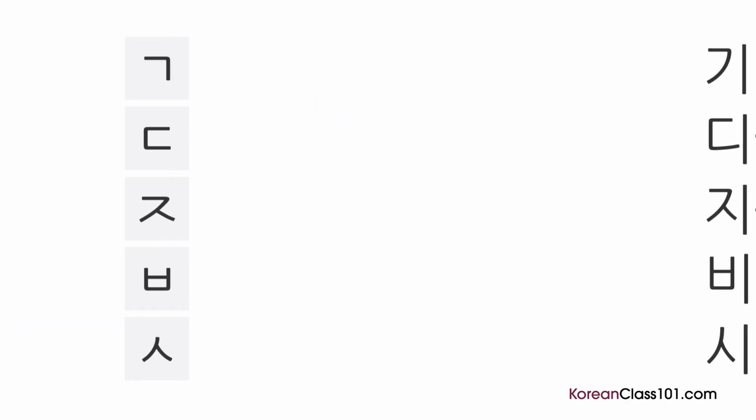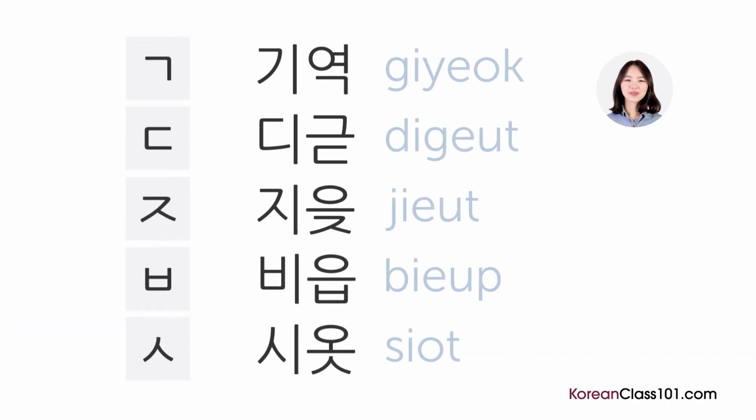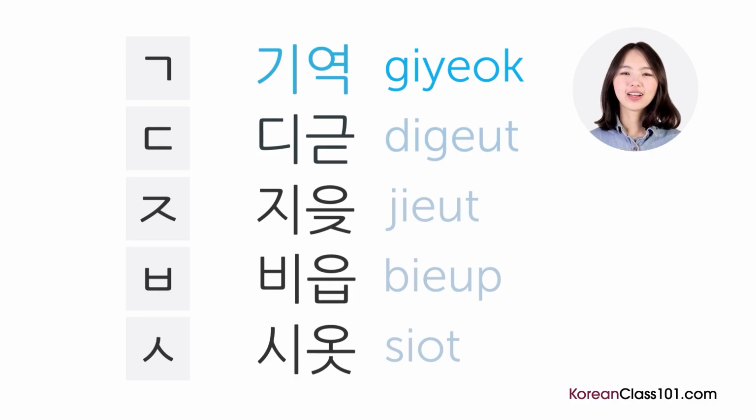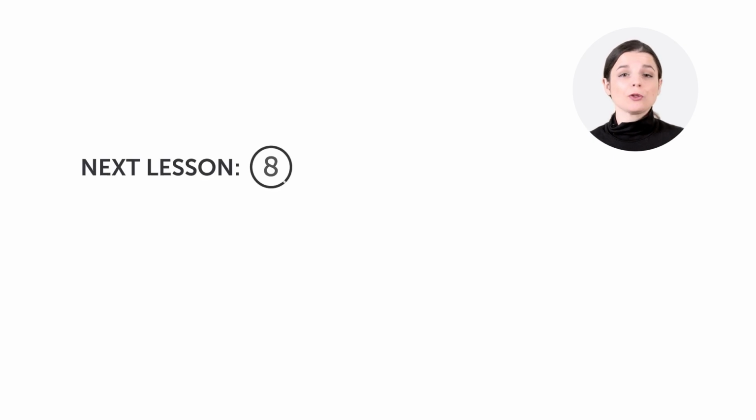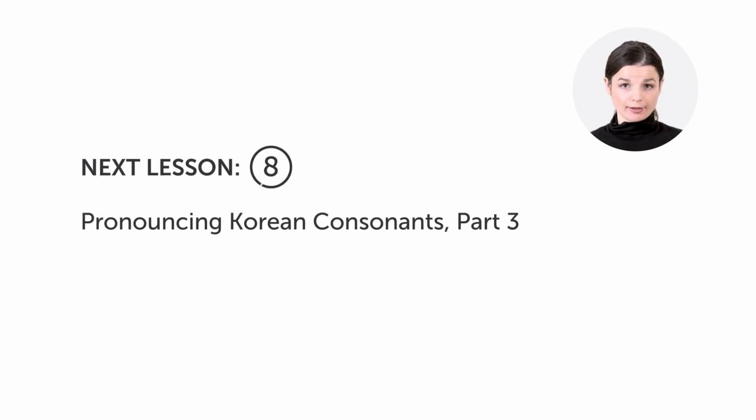Now, let's review these consonants with their names. 기역, 디귿, 지읒, 비읍, 시옷. In this lesson, we worked on the pronunciation of unaspirated consonants. Be familiar with these sounds, because in the next lesson, you'll master the pronunciation of the aspirated consonants.